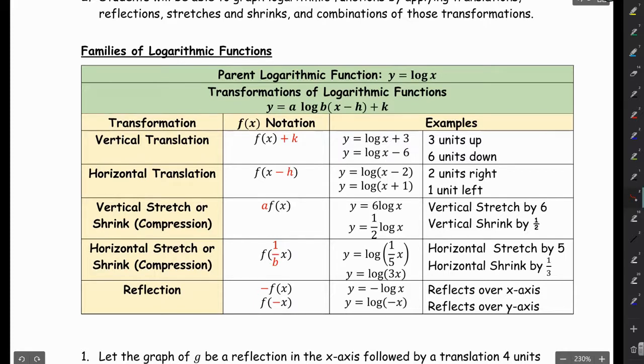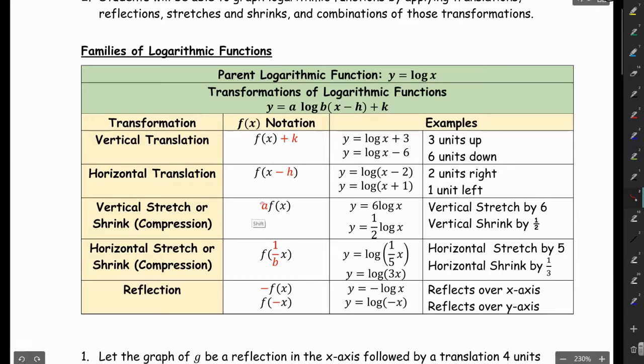So if we look at moving a function vertically, we would have a plus or a minus k. So if we have y equals log x and we tack a plus 3 on the end, we're going to move it 3 units up. Minus 6, we're going to move it 6 units down. If we put a value inside the parentheses with x, for example, if we have x minus 2, that's going to move it 2 units to the right. X plus 1 is 1 unit left. And notice that's opposite because it's a minus h and not a plus h inside the parentheses.